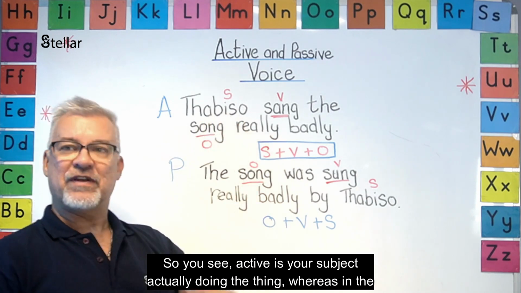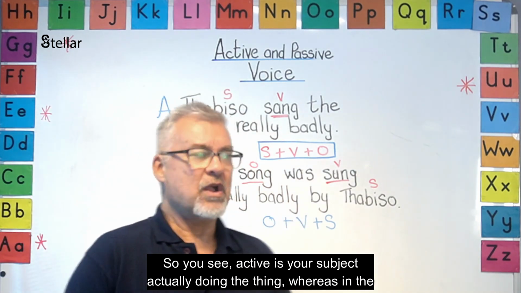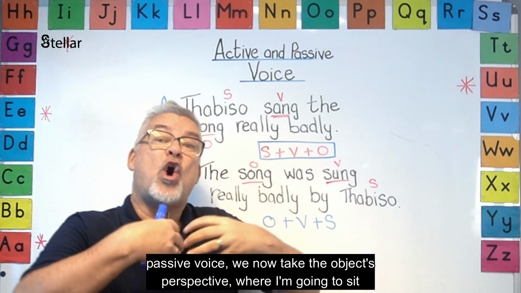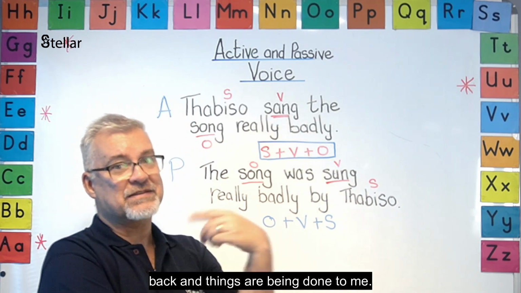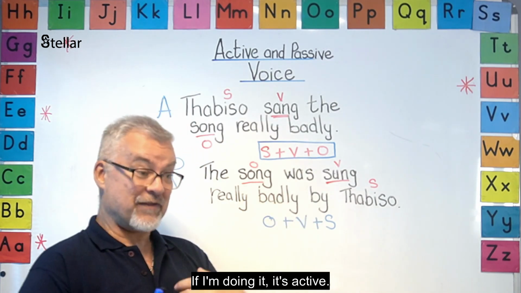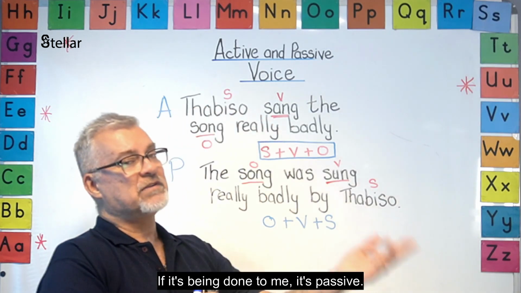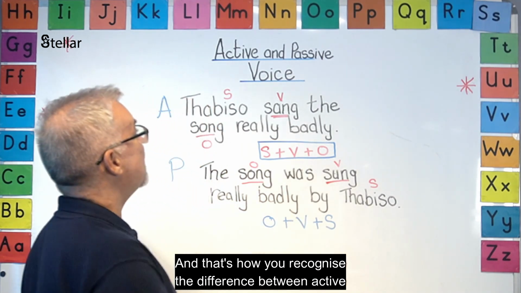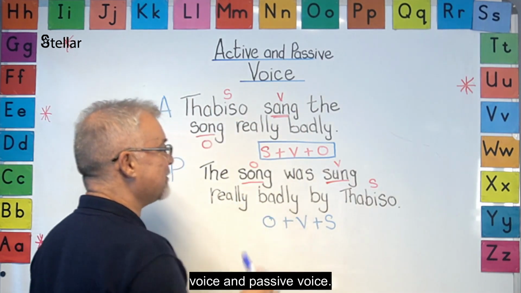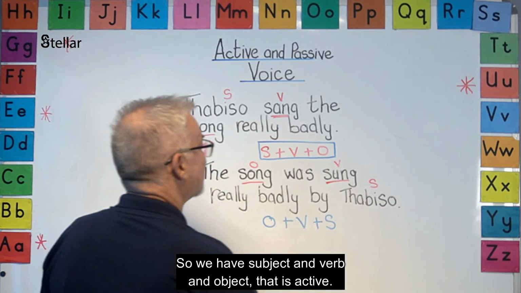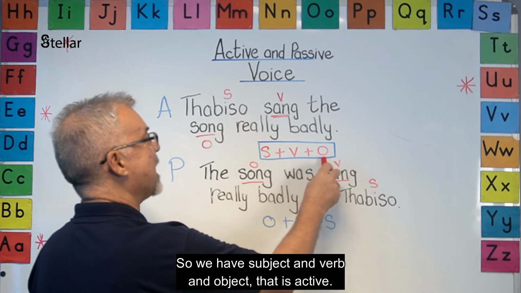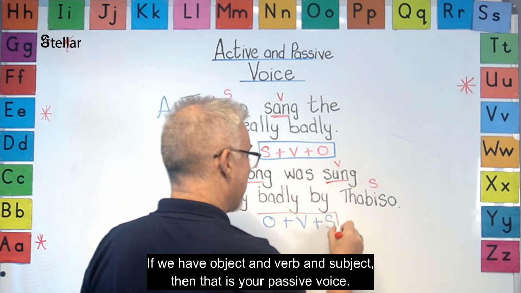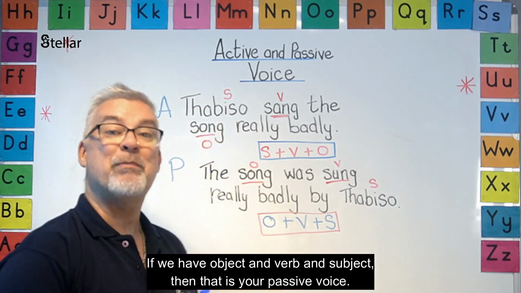So you see, active is your subject actually doing the thing. Whereas in the passive voice, we now take the object's perspective, where I'm going to sit back and things are being done to me. Because if I'm doing it, it's active. If it's being done to me, it's passive. And that's how you recognize the difference between active voice and passive voice. So we have subject and verb and object, that is active. If we have object and verb and subject, then that is your passive voice.